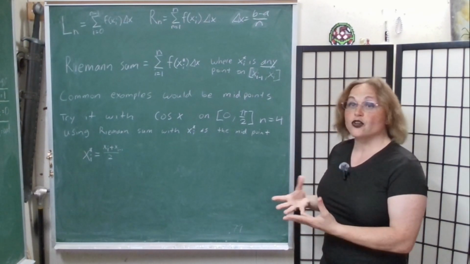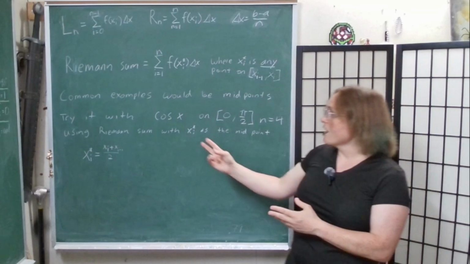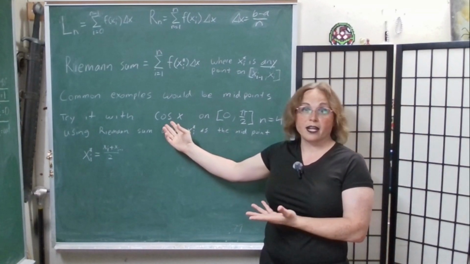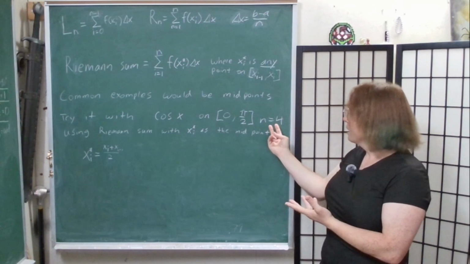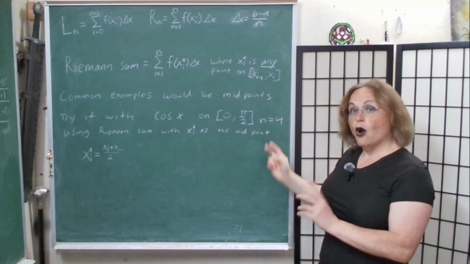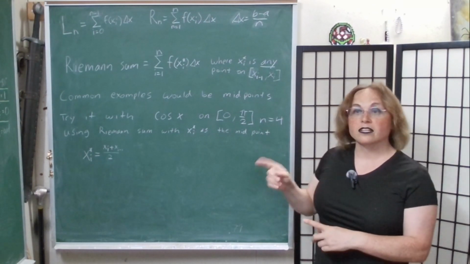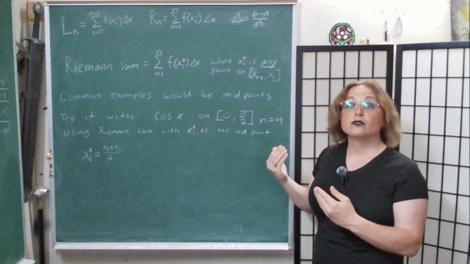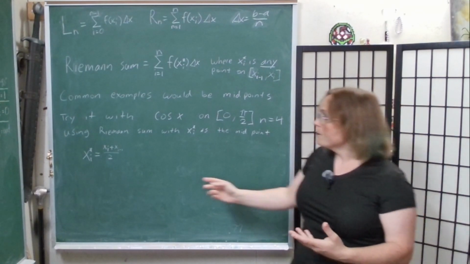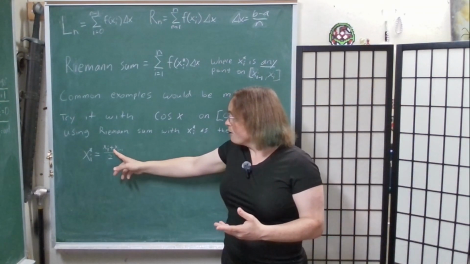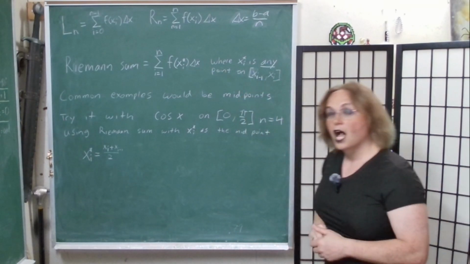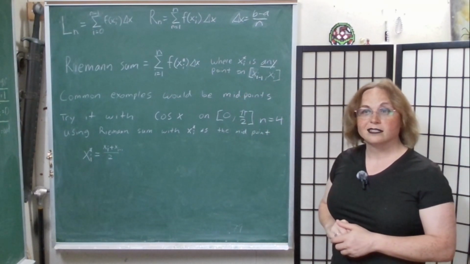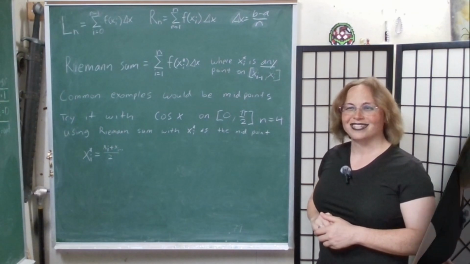So we're going to go ahead and try that here. Let's go ahead and use the same exact function we did last time, cosine x, on the exact same interval with the exact same number of partitions. Although this time, instead of using the left hand or the right hand, we'll use the midpoint. And to find that midpoint, simply take the endpoints of your intervals and divide by 2. I'll show you how it's done in 3, 2, 1.